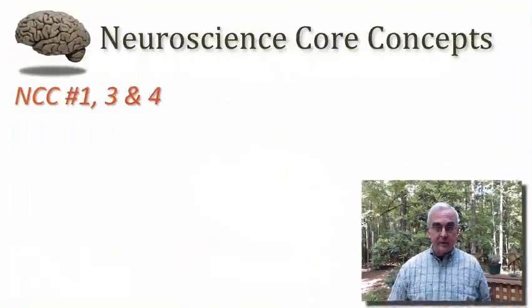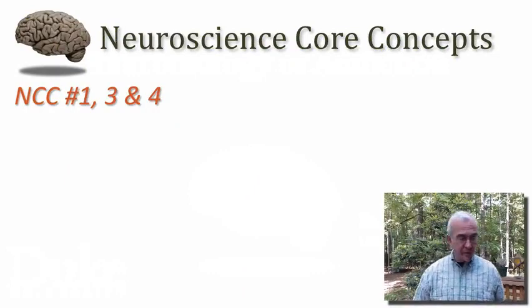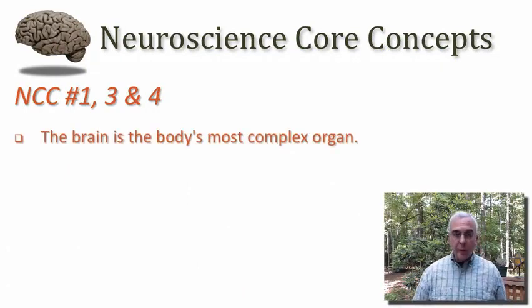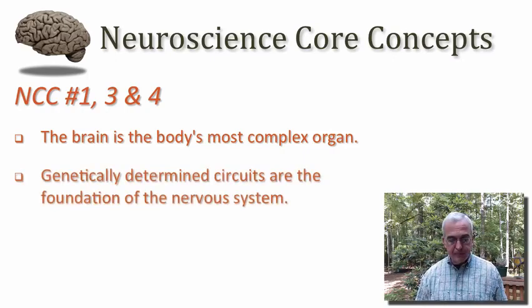So today's session pertains to several of our core concepts in the field of neuroscience. We will again talk about the complexity of the brain and illustrate the fact that the brain is indeed the body's most complex organ. We'll be talking about genetically determined systems and circuits that provide the foundation for the function and operation of the central nervous system, and in this case we'll be focusing on the brain system for reward.